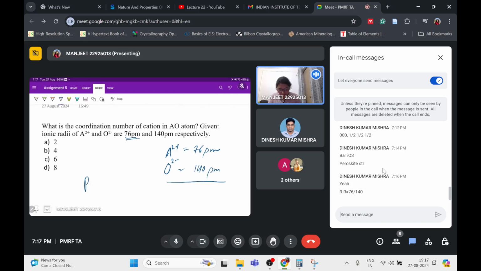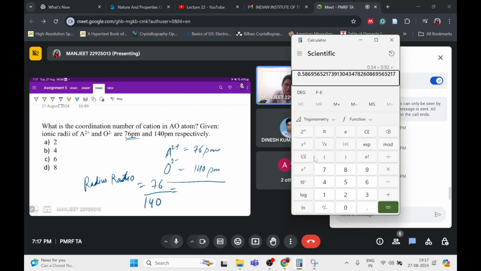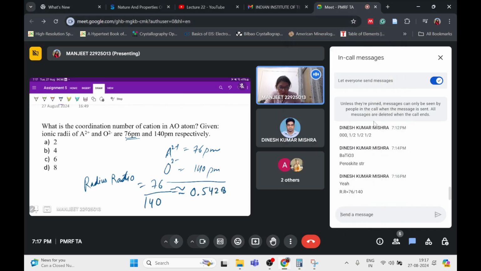Again, you have to calculate the radius ratio. That is, the radius ratio will be the radius of the cation, that is 76, divided by the radius of the anion, that is 140. So if you calculate 76 divided by 140, it will give you around 0.5428. Okay, this is giving you around 54.